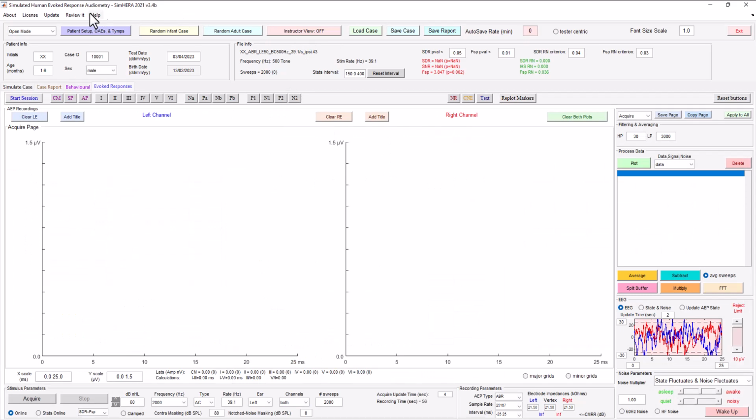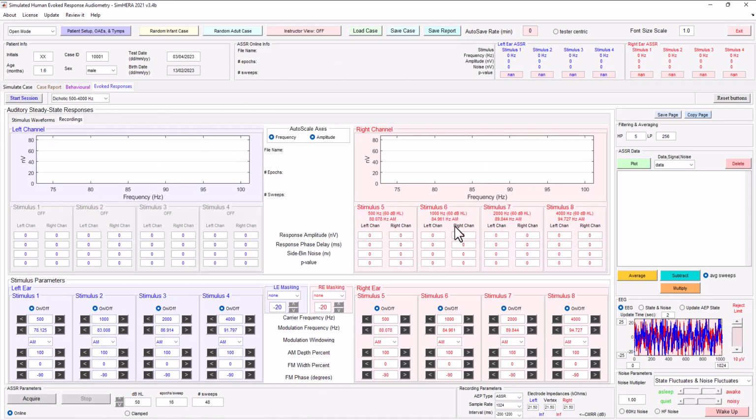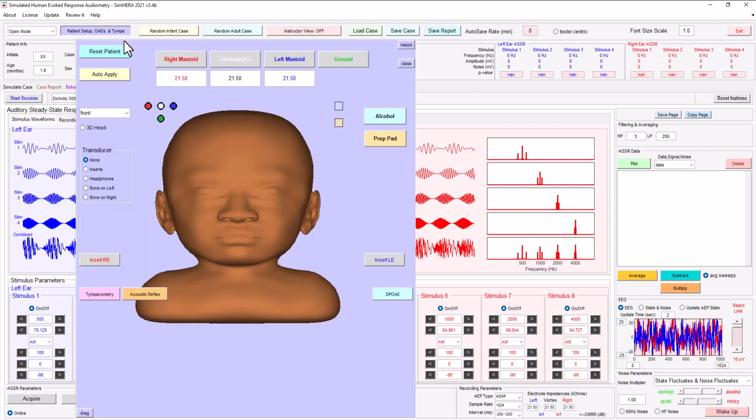We're going to go to the Evoked Response tab here. It is default to set up for ABR, but we're going to go to Auditory Steady-State Responses. We have stimulus waveforms, and the next tab over is for recordings. I'm going to go back to the stimulus waveforms. These are the default stimuli for the 80 Hz auditory steady-state response testing. We'll just keep them like this, and we'll go ahead and set up the patient.